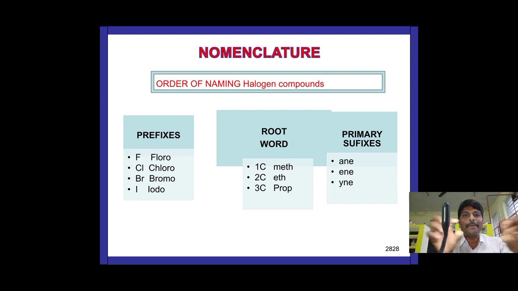What is the remaining name? The hydrocarbon name like methane, ethane, propane, butane, based on the number of carbons. If one C is there, what is the root word? Meth. Two carbons, eth. Three carbons, prop. If it is saturated, ane; unsaturated with a double bond, ene; unsaturated with a triple bond, yne. So this is the basic IUPAC name of haloalkanes: prefix, root word and primary suffix.